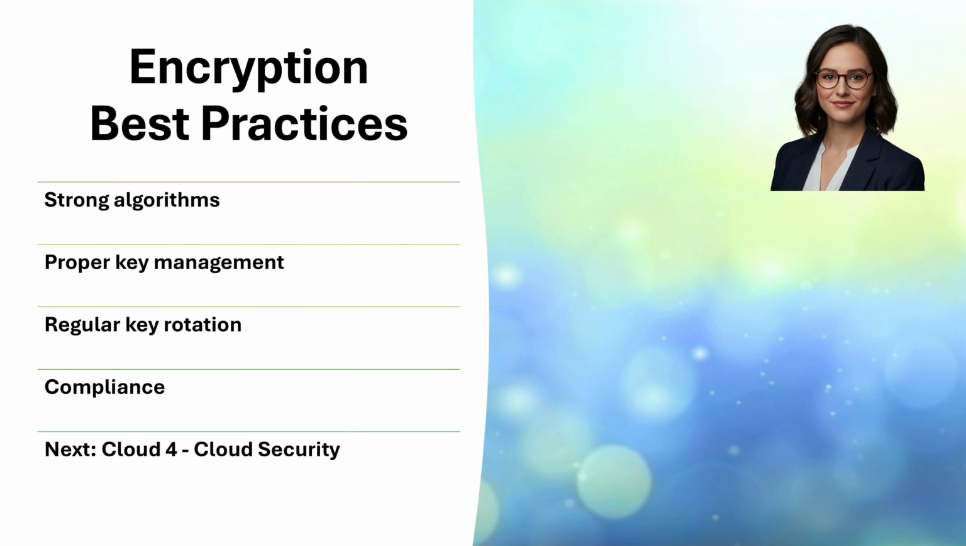To maximize the effectiveness of encryption and ensure robust data protection, it's essential to follow these best practices. 1. Use strong encryption algorithms. Choose industry-standard, well-vetted encryption algorithms like AES for symmetric encryption and RSA or ECC for asymmetric encryption. Avoid using outdated or weak algorithms.